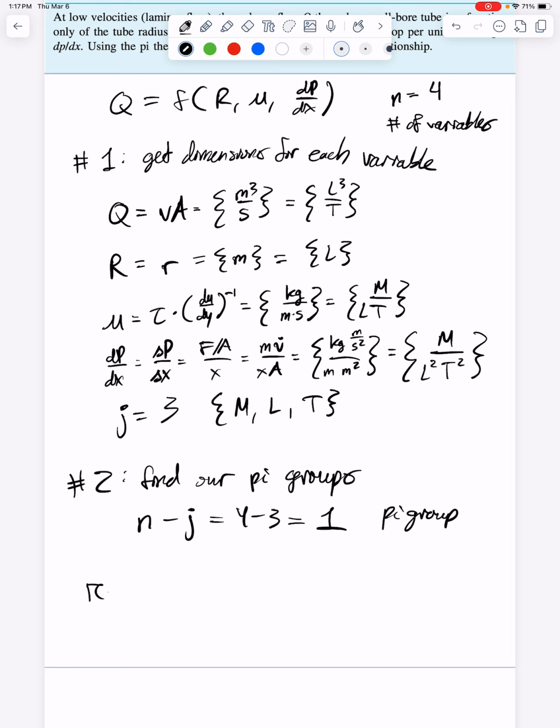And that pi group is equal to, so when we pick terms to be part of a pi group, I should say that, we want to pick terms that are not the main variable, because if I pick q as one of the terms to non-dimensionalize, this function is in terms of q. I can't non-dimensionalize q with q itself, and that doesn't make any sense. Therefore, I have to pick variables within the function to be part of my pi group, not the main variable that I care about. So our pi group is going to consist of essentially r, mu, dp dx.